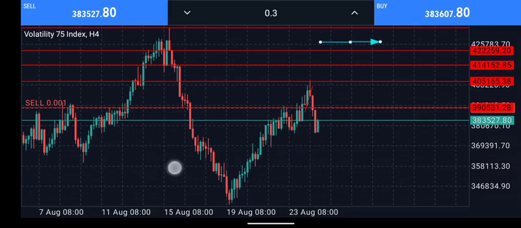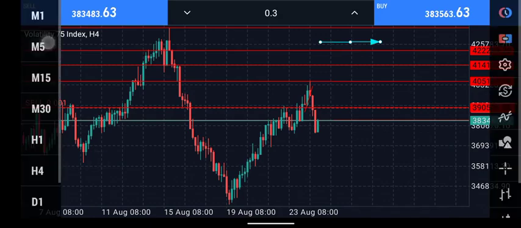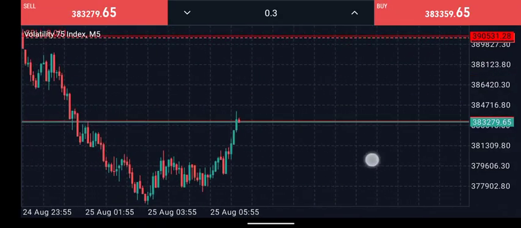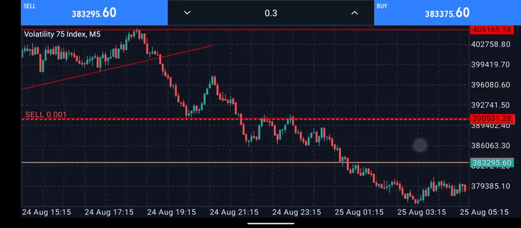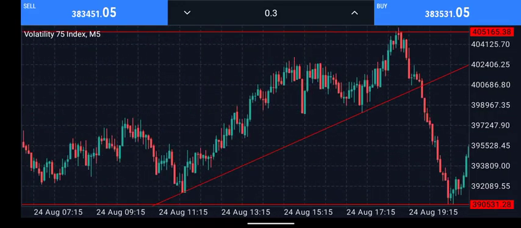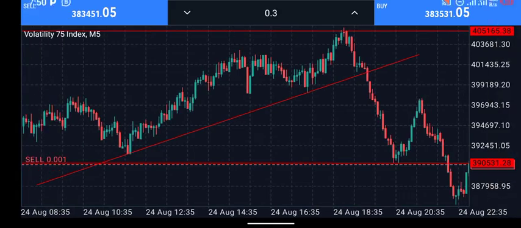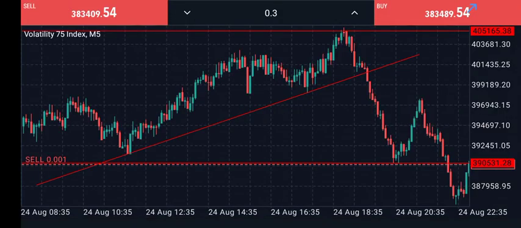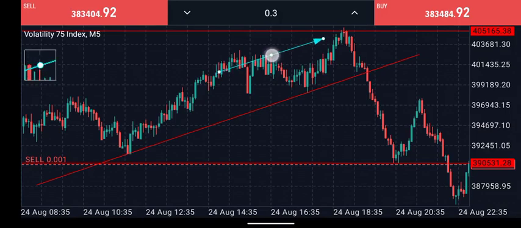Like me, I take my confirmation entry from my 5 minutes. So I go to my 5 minutes. This is what I am looking for in my 5 minutes. You can see in my 5 minutes now, it has already entered. So when it enters the zone in your 4 hours, immediately go to your 5 minutes. See, it has entered the zone. So what am I looking for now?